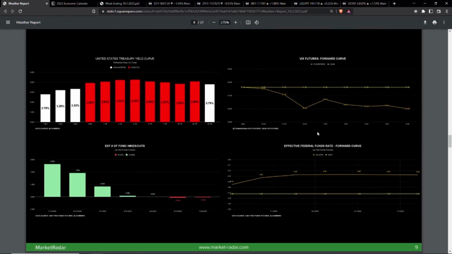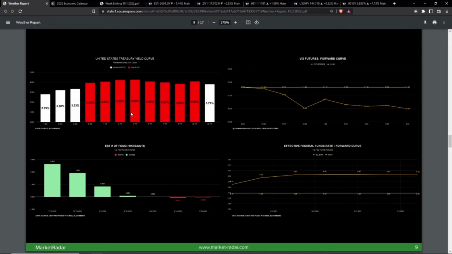So slide 9 is basically our risk overview of what's going on from the yield curve, VIX forward curve, the estimated number of FOMC hikes and cuts, and the effective federal funds rate forward curve. Now, we're going to briefly touch on all of these so you have an understanding of what's going on. But on the website, there is actually a guide PDF on the Radar membership subscription page that you can just download a sample, and there are some guide bullets on what these things are.